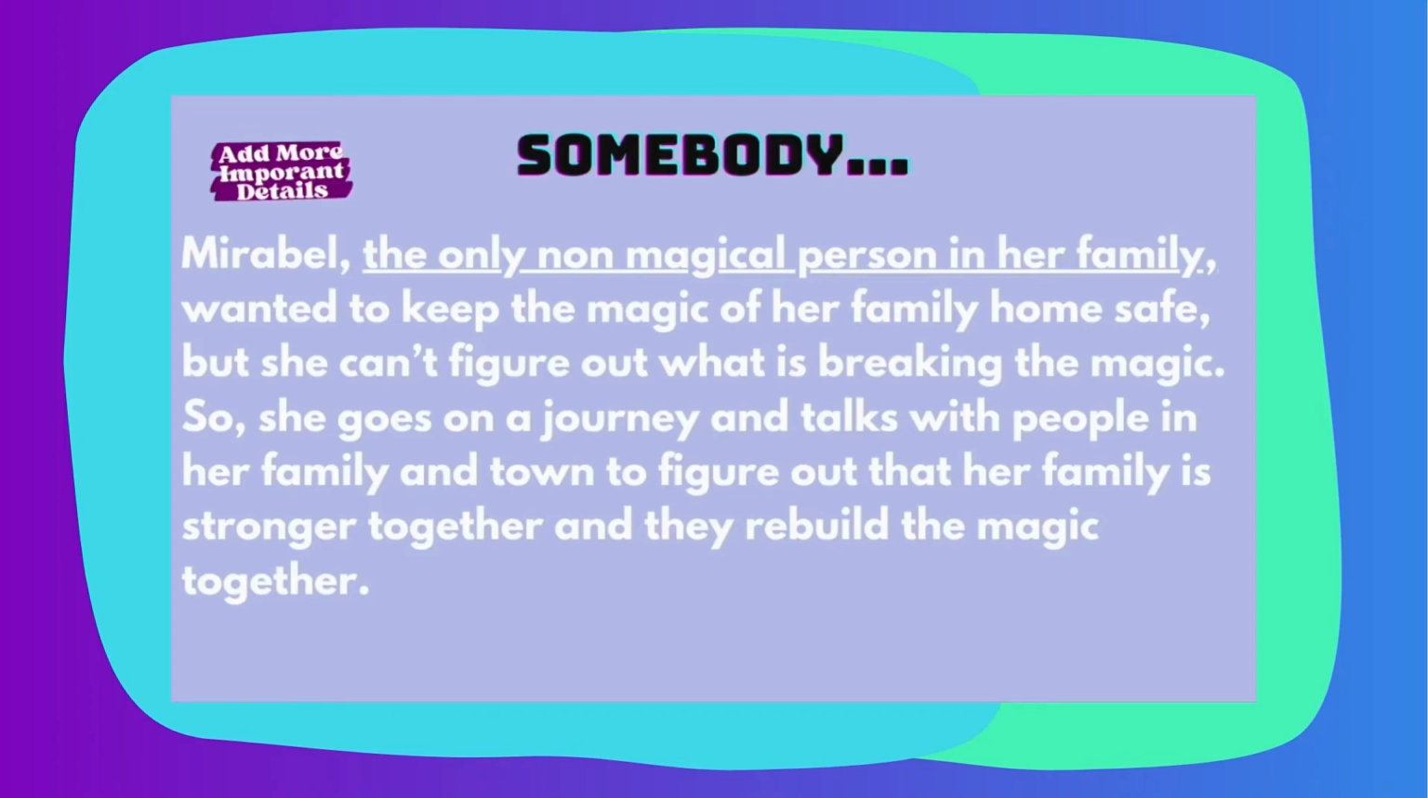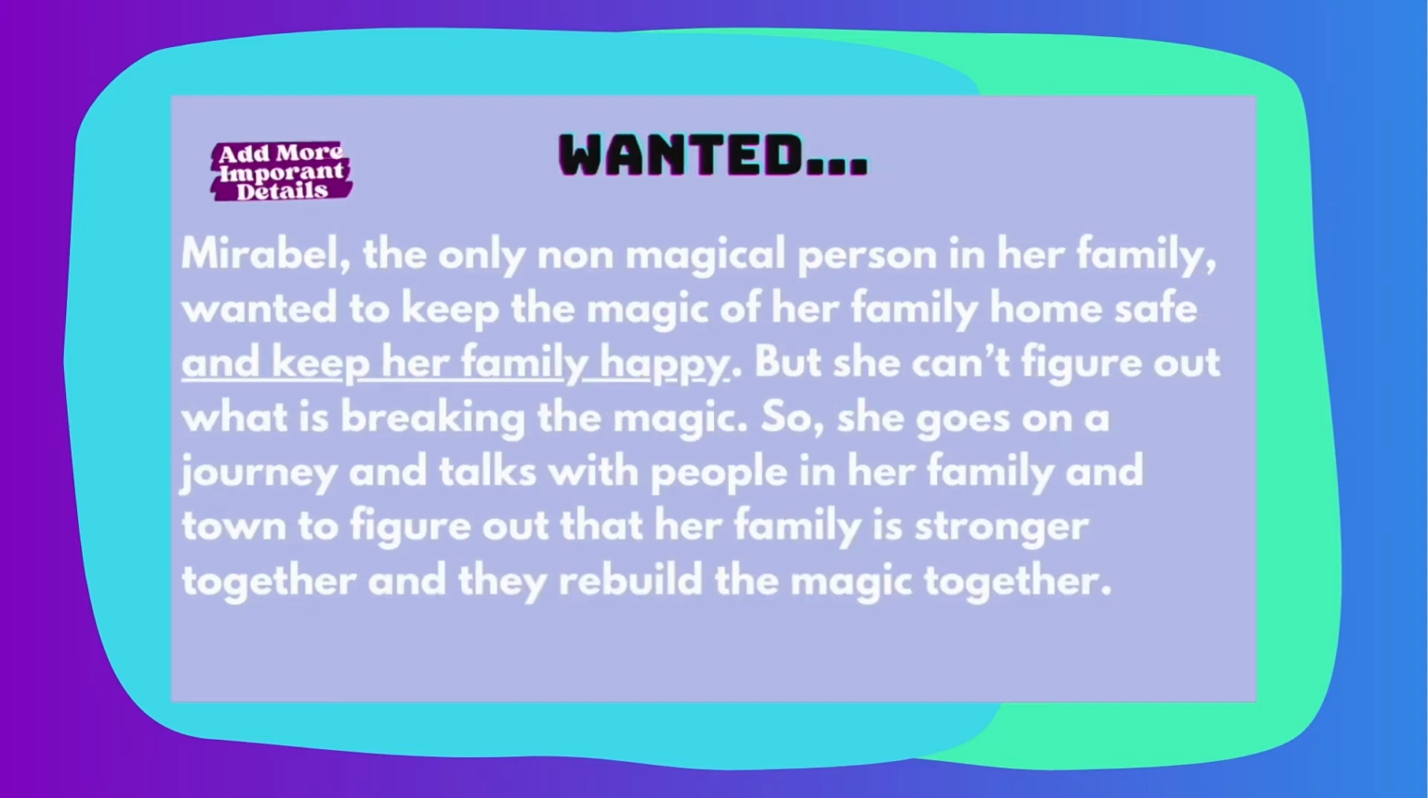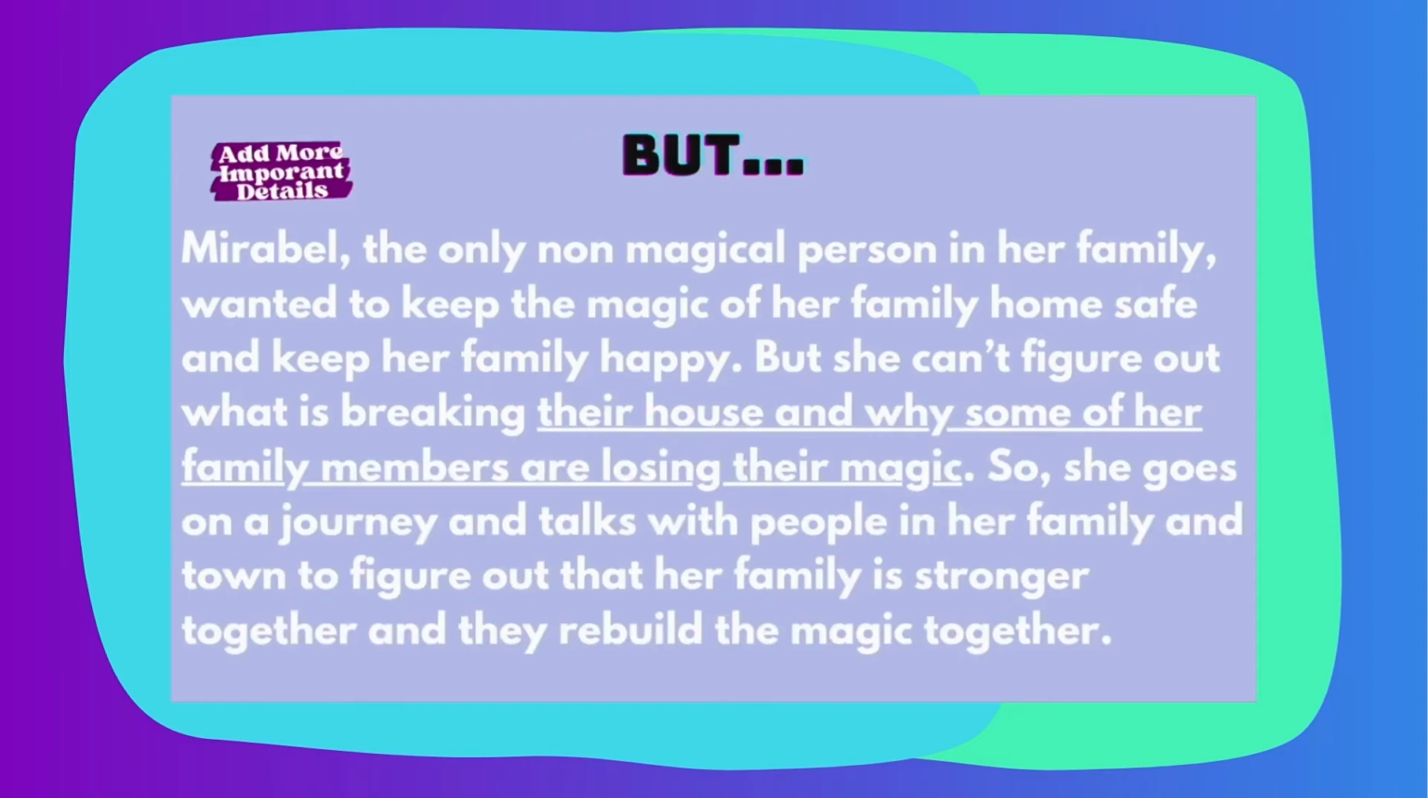Let's go on to the wanted section. Not only did she want to keep her family home safe, she wanted to keep her family happy. So we can add that detail here. Next, she can't figure out what's breaking the magic, and let's be more specific to breaking the magic because their house is breaking as well, along with some of the family members losing their magic. So we can add those important details there.